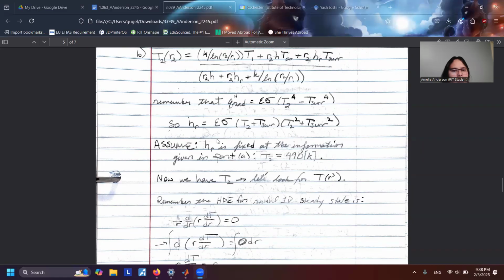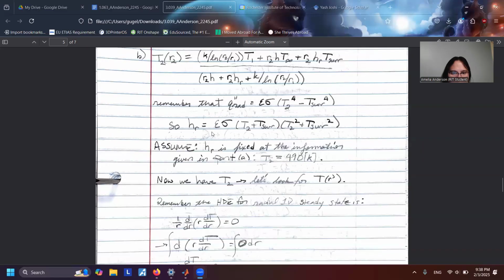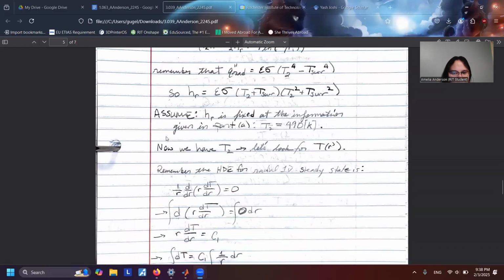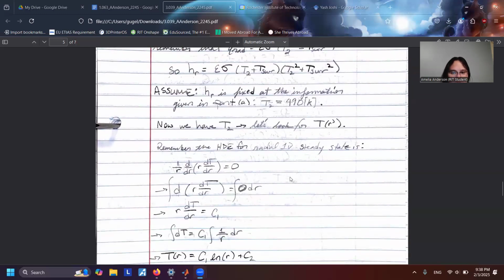So instead of having a really complicated equation that references itself a zillion times, we're just going to say it's fixed. So now we have T2. It's a mess, but it's there, and we can plug in whatever R we want. We can get there. So now that we have T2, we have to look for T(R'), where R' is that dimensionless radius that they were asking for earlier.